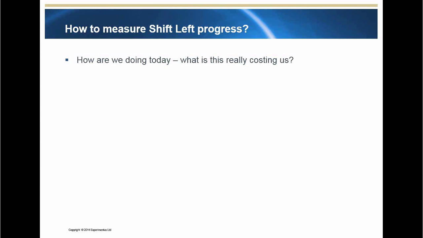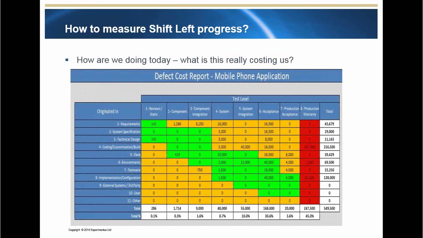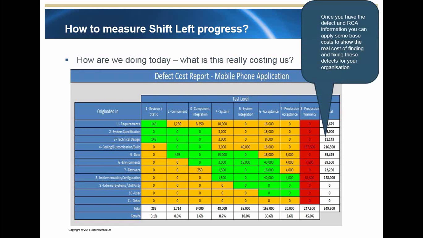So the next step is understanding from this data what it's actually costing you. Let's apply some base costs to show the real cost of finding and fixing these defects for your organisation. Don't worry too much about this cost being an exact figure. Do your best to ascertain what it's costing to detect and fix at each level with the resources and processes involved at each stage.